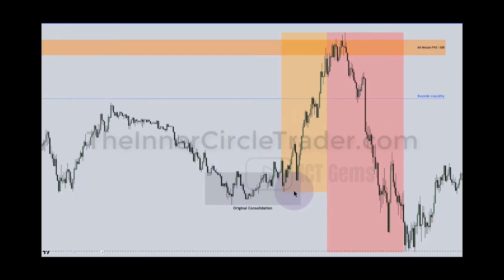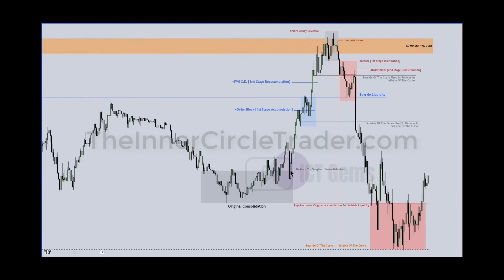Here we have the original consolidation, the rally up, and I want you to pause, take a look at all the price run from here up to here, and then down. What do you see? When you're looking at this, my eye sees this. Return to the original consolidation, the market rallies up.